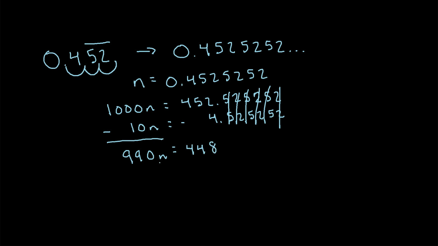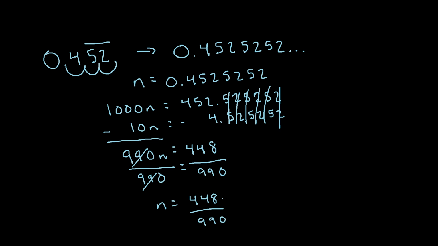And remember, we want to get n all by itself, so we can do that by dividing by 990, so that these 990s cancel out. And on the right-hand side, we can also divide by 990. So we're left with n is equal to 448 over 990. But notice that both the numerator and the denominator are even numbers, so that means we could at least divide them by 2 to try to simplify this fraction.